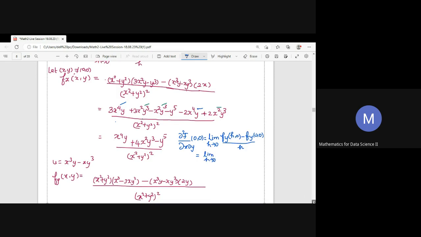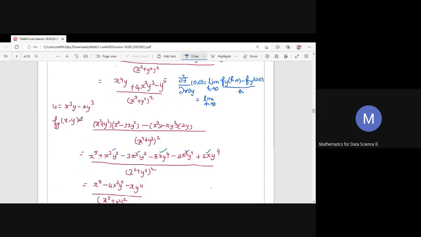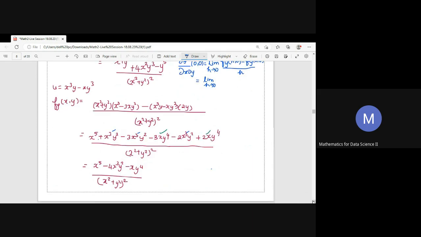Now what is fy of (h, 0)? This is your fy function. For the points (x, y) not equal to (0, 0), you have to look here. For fy of (h, 0), x value is h and y value is 0. So what will you get? h power 5 by h power 4, and then you have another division by h. So this will become limit h going to 0 of h by h, which is 1.